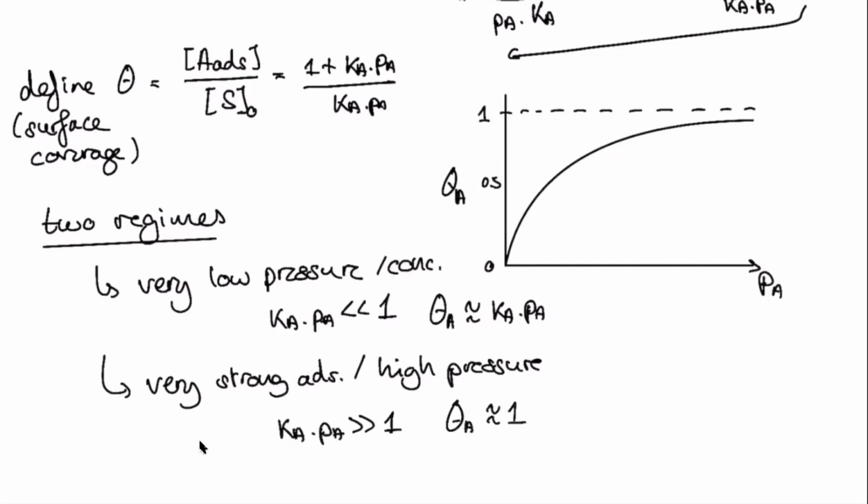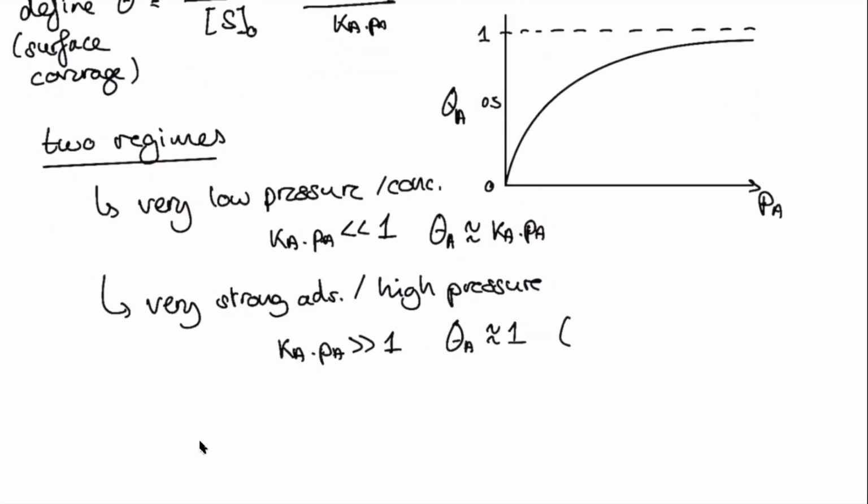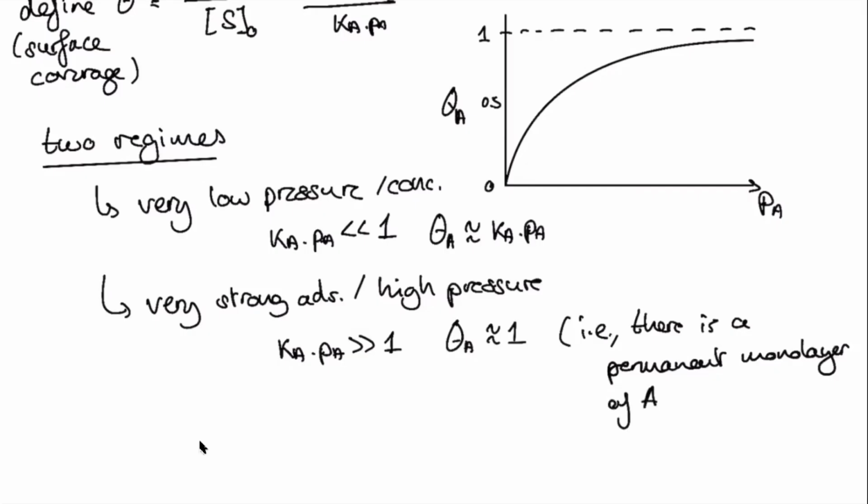That means there is a permanent monolayer of A on the catalyst surface. Okay.